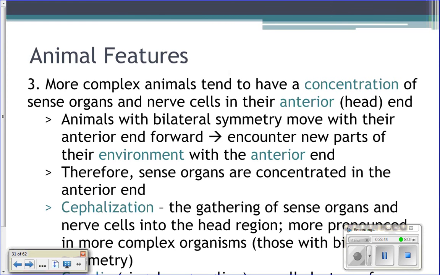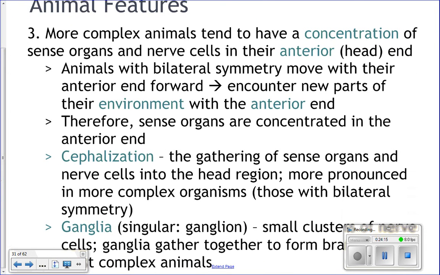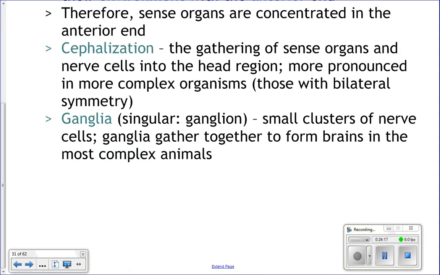Also, animals that are considered to be more complex have what's called cephalization, which is a concentration of sense organs in a head region. And the reason for that is animals with bilateral symmetry tend to move head first through their environment. So it makes sense to have all of the sense organs on the head because that's where they can sense their environment. So cephalization, concentration of sense organs in the head.